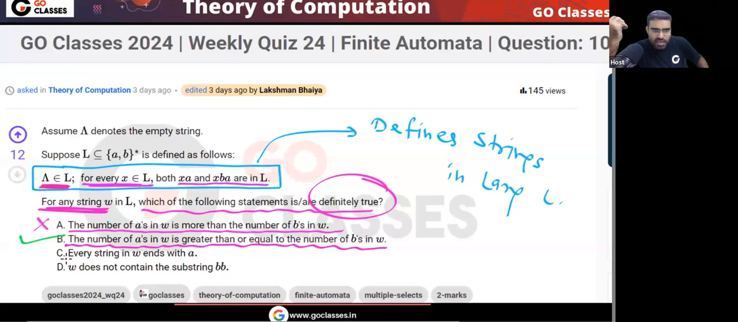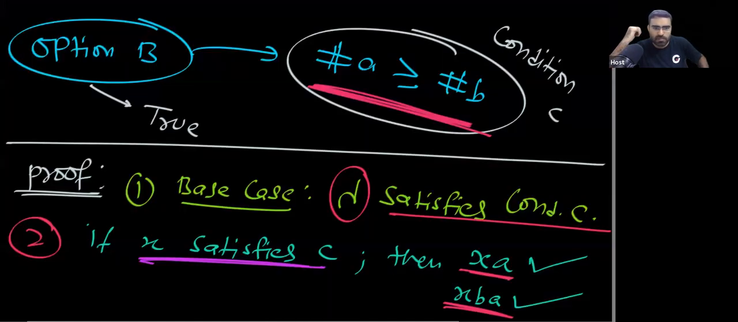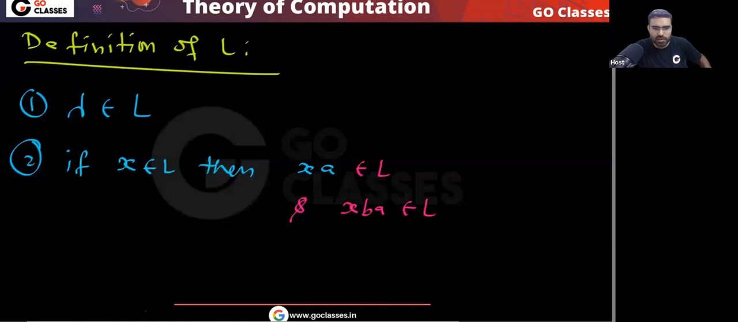What about option C? Every string ends with A. Is this true? Every string ends with A. Is this true? This is not true. Who is the counterexample? Please tell me who is the counterexample. Look at option C.